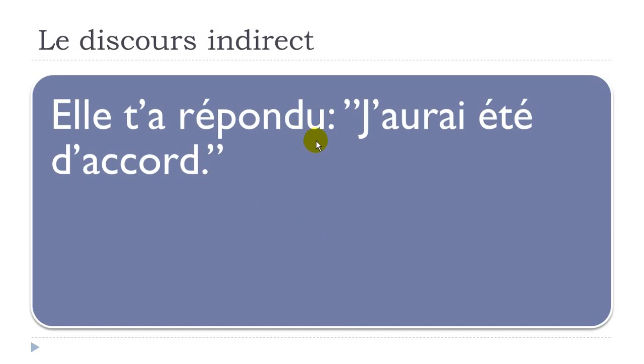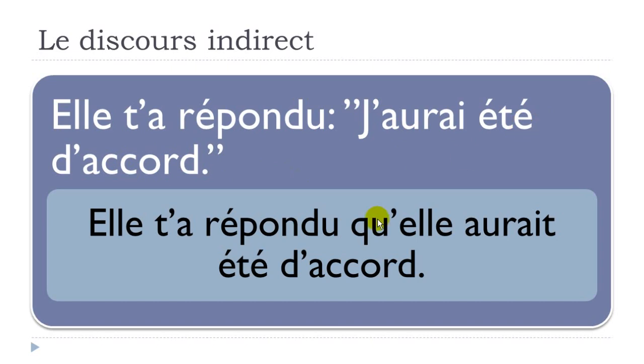Elle t'a répondu, j'aurais été d'accord. Okay, so here, what do we have? First, as usual, we've got this passé composé. J'aurais été d'accord. Here we've got this futur antérieur form. And it will become, elle t'a répondu qu'elle aurait été d'accord. So still the same thing. Keep in mind that it looks a little bit like this form, but still it is quite different because it's what we call conditionnel passé. Okay?